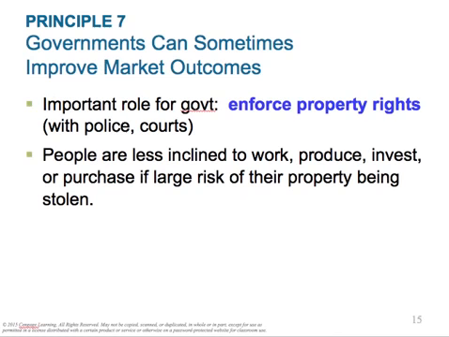Principle 7, governments can sometimes improve market outcomes. There's an important role for government, which is to enforce property rights, be it the police or the courts. If someone runs into your car, you have a property right claim. You also have insurance, hopefully. But you have a claim that can be taken care of by the police and/or the courts to protect your property. Same thing with your land, your house, and so on and so forth.